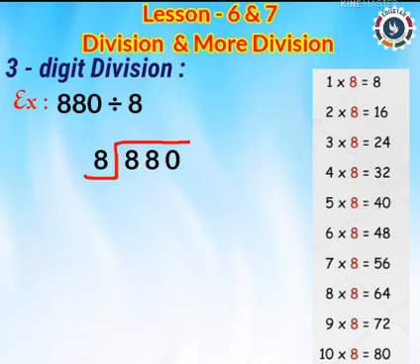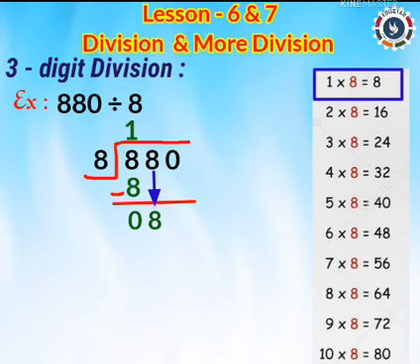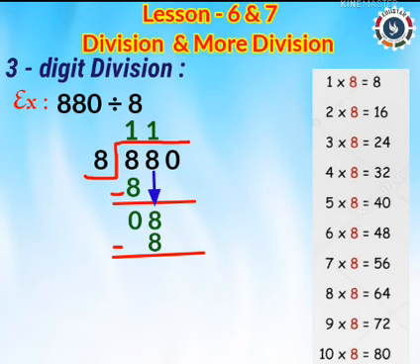In 8 table, 1 8 is 8. Write this 1 in the hundreds column of the quotient and this 8 below the 8. Now subtract. 8 minus 8 is 0. So no hundreds are left. Bring down 8 tens. In 8 table, 1 8 is 8. Write 1 in tens column of the quotient and this 8 under 8. If we subtract, we get 0. Now drag this 0 down.